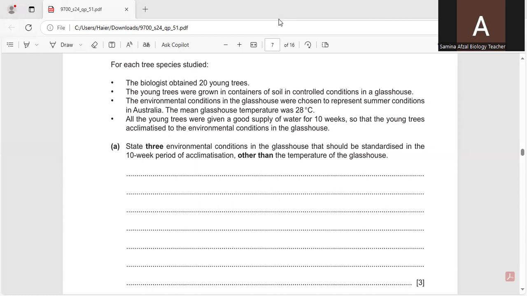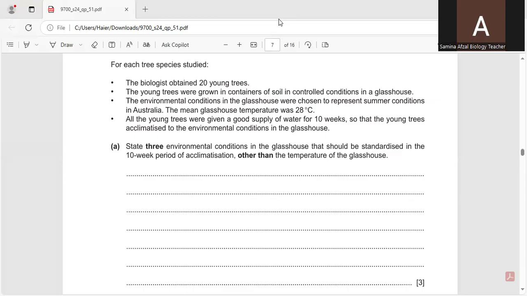The environmental conditions in the glass house were chosen to represent summer conditions in Australia. The mean glass house temperature was 28 degrees centigrade. All the young trees were given a good supply of water for 10 weeks so that the young trees acclimatized to the environmental conditions in the glass house. State 3 environmental conditions in the glass house that should be standardized in the 10-week period of acclimatization other than the temperature of the glass house.